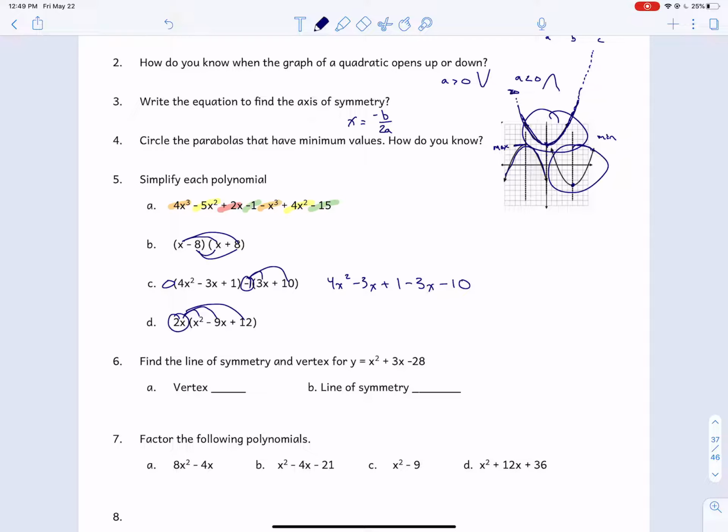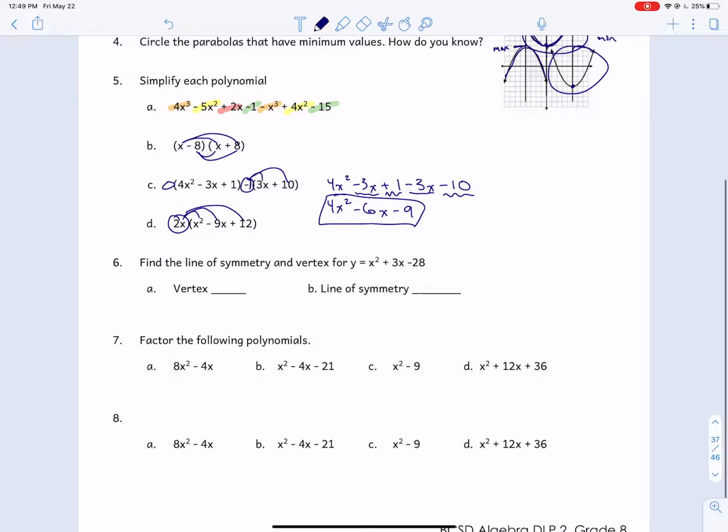Now I'm going to combine like terms. So I have 4x squared. How many x terms do we have? We have one here and one here, so there's -3 and -3. So that's -6x. And then we have two numbers. So a +1 and a -10 is -9. And that's it. So that's all we're doing, just simplifying. We're not solving, we're not factoring, just simplifying as much as we can.